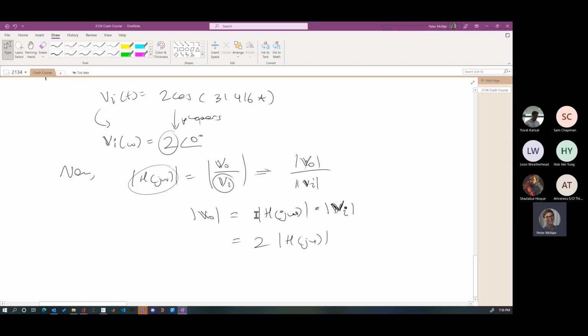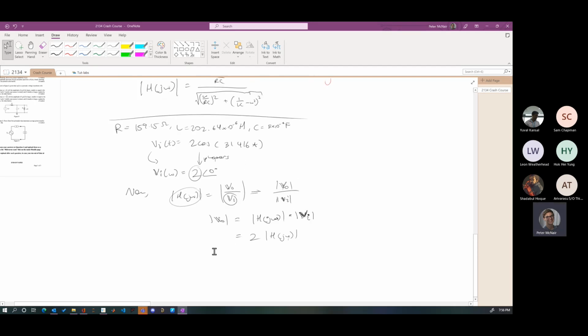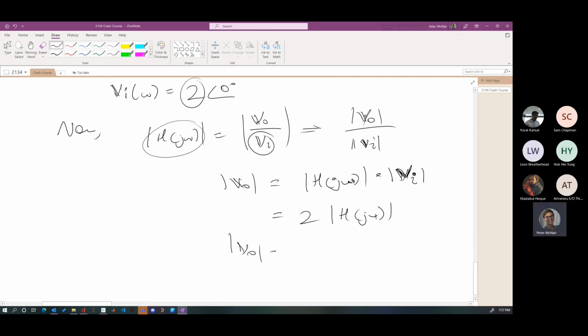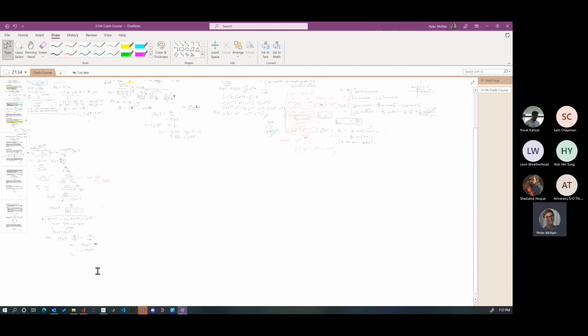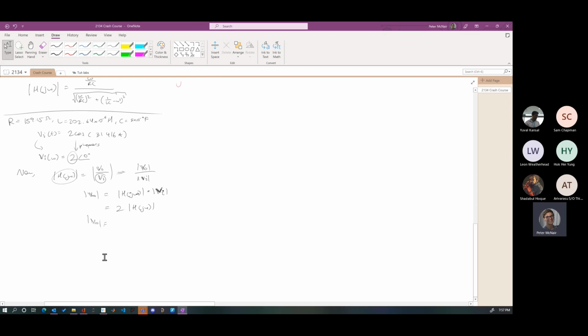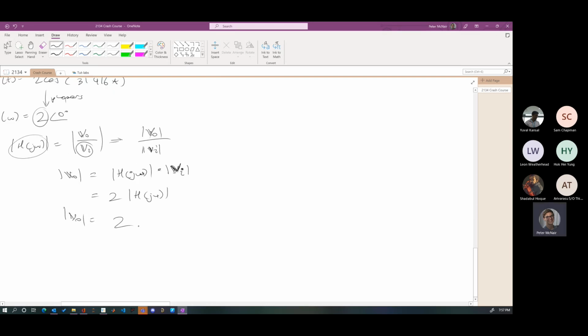So that means that the modulus of V0, sorry if it's quite little, is equal to 2 times that big nasty expression that we found before, 1 on the square root of (1 on LC minus omega squared) squared plus (omega on RC) squared. Cool, so we've got an expression for it. This is the thing that we want to be graphing.